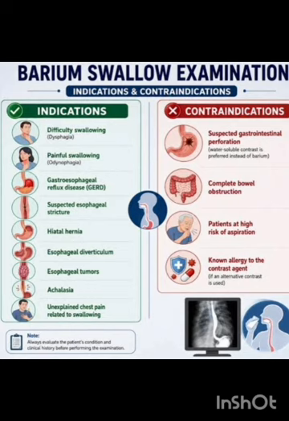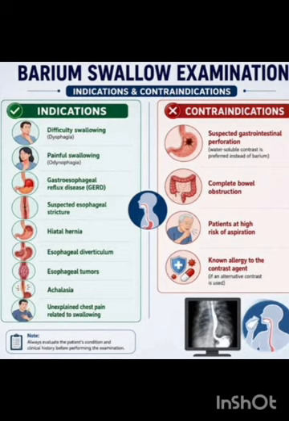Next, indications. First one, dysphagia. Dysphagia means difficulty in swallowing. Then abdominal pain, blood vomiting, unexplained weight loss, hiatus hernia, esophageal carcinoma, esophageal ulcer, and GERD. GERD means gastroesophageal reflux disease. It is the condition in which stomach acid frequently flows backward into the esophagus, causing irritation of its lining.